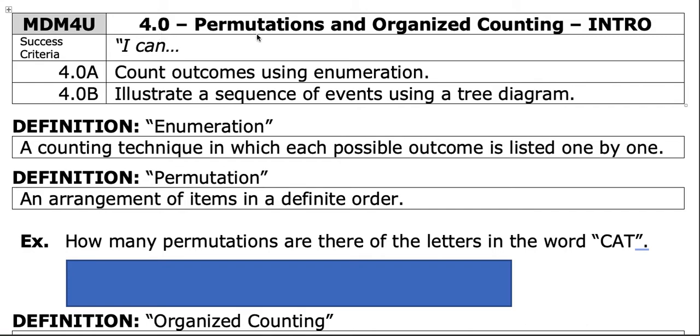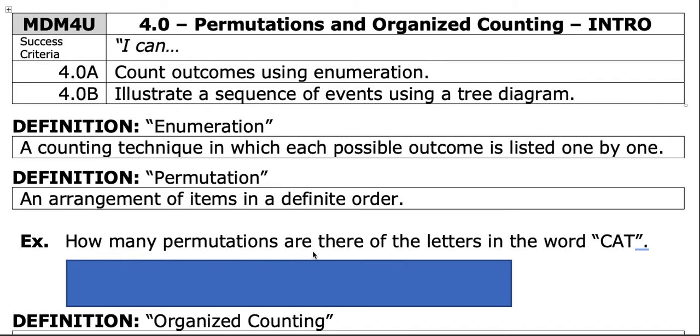Point 0. Permutations in organized counting. Enumeration is a counting technique in which each possible outcome is listed one by one. And a permutation is an arrangement of items in a definite order. In this example, we'll see both.